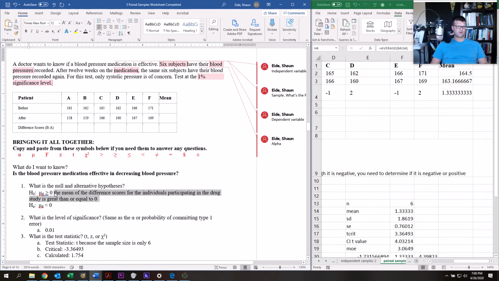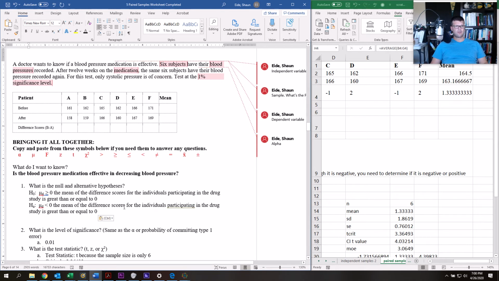Okay. So now we're going to look at the alternative hypothesis. The mean of the difference scores for individuals participating in the drug study is less than 0.